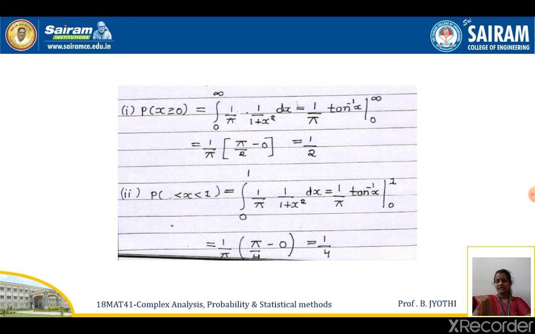Similarly, for the second one, P of x varying from 0 to 1, 1 by pi times the integral of 1 by 1 plus x square dx, which gives 1 by pi into tan inverse x, with limits from 0 to 1. We know that tan inverse of 1 is pi by 4 and tan inverse of 0 is 0. Therefore, 1 by pi into pi by 4 minus 0 gives 1 by 4.